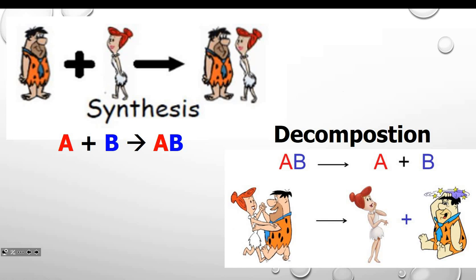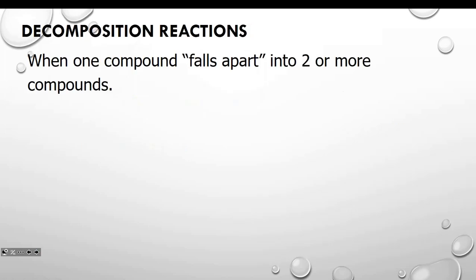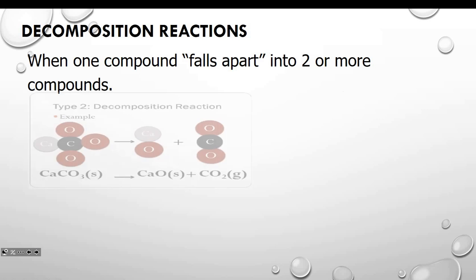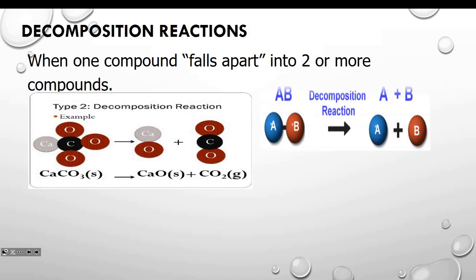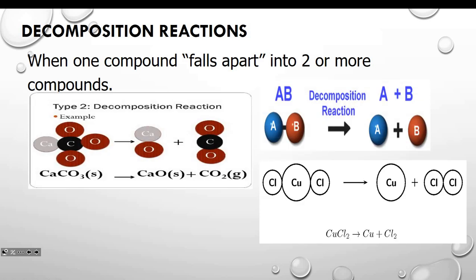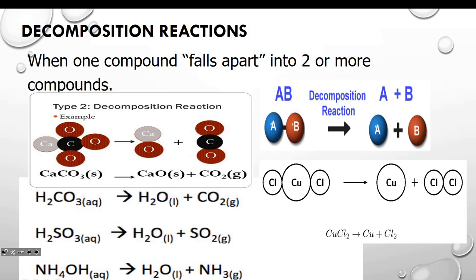Well, you know when sometimes you put things together, they fall apart. So if you have one thing and it falls apart into 2 or more things, it's decomposition. So decomposition is when one thing falls apart into 2 or more. You can look at it several different ways. There's several different ways it can happen.